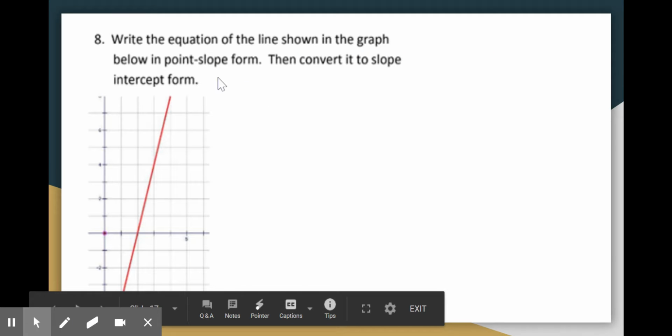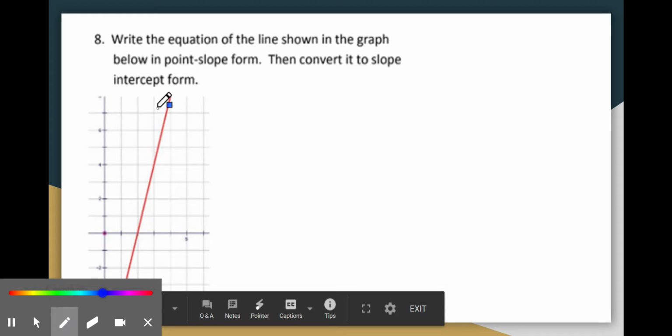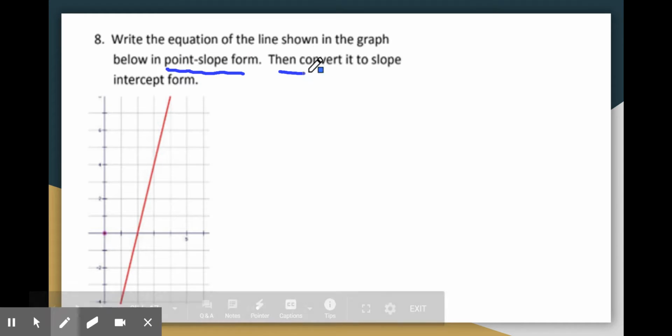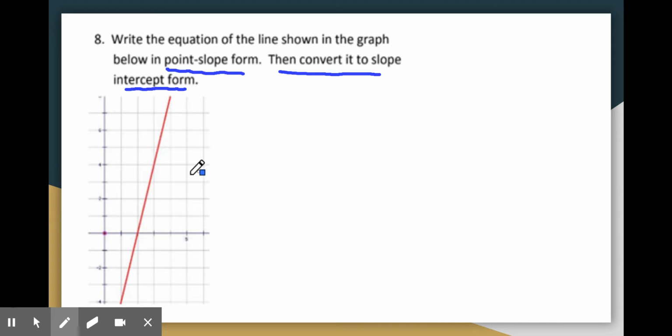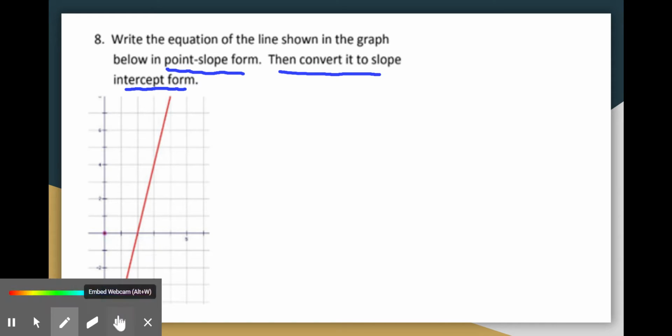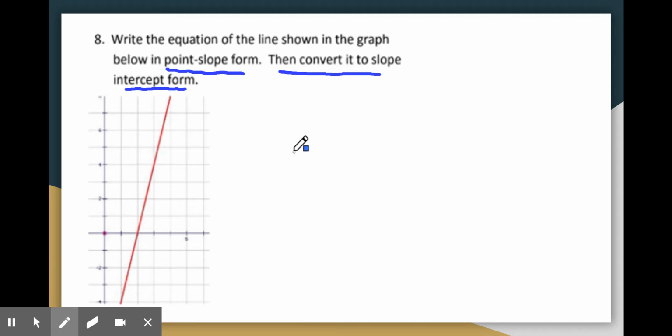Okay, let's keep going. We're going to write the graphed line in point-slope form, then convert it to slope-intercept form. You can see that the y-intercept is not actually on the graph, even though it's underneath the color space there. It's not on the graph right now. So we could find the slope with rise over run for this line.